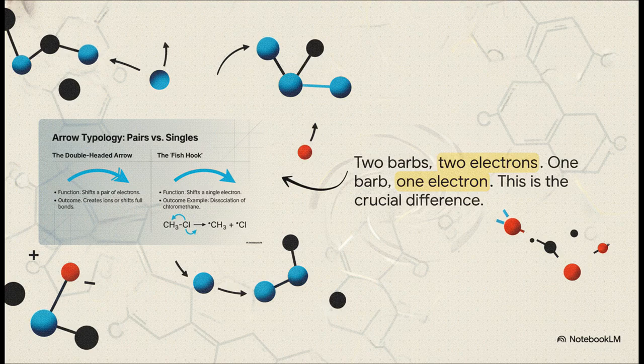The fishhook on the right, though, shows the movement of just a single electron. This happens a lot when a bond splits right down the middle, like you see here with chloromethane. The bond snaps, 1 electron goes with the methyl group, 1 goes with the chlorine, and you get these 2 super reactive things called radicals. Radicals are unstable because they have this lonely unpaired electron, so they're desperate to react with just about anything. The main takeaway is this: 2 barbs, 2 electrons. 1 barb, 1 electron. Got it?